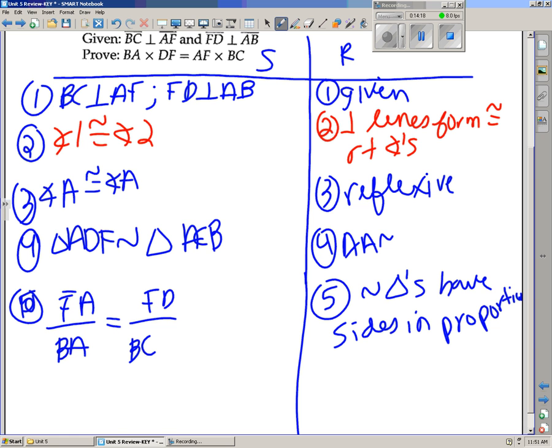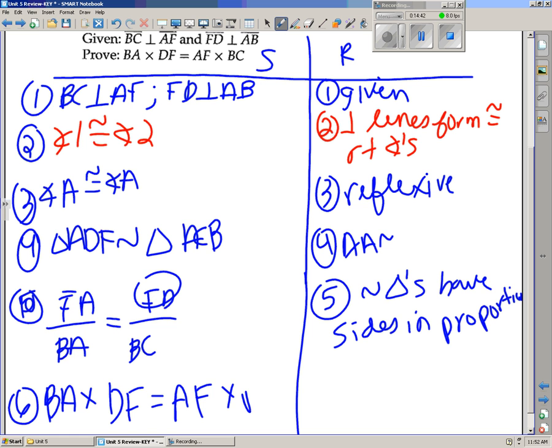And now when I start cross multiplying those sides, I'm going to get BA times FD, and they actually have it as DF, so BA times DF, and that should be okay, just have this in a different order, is going to be equal to FA, or AF, is how they have it, AF times BC. And the reason is cross products are equal.